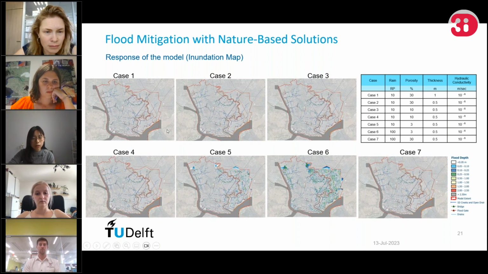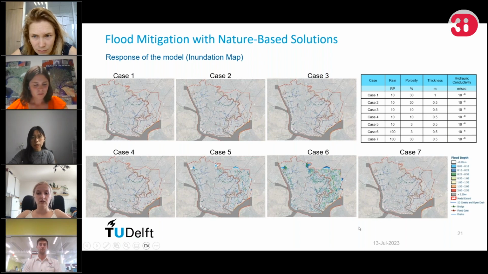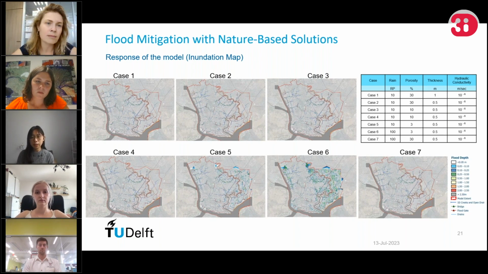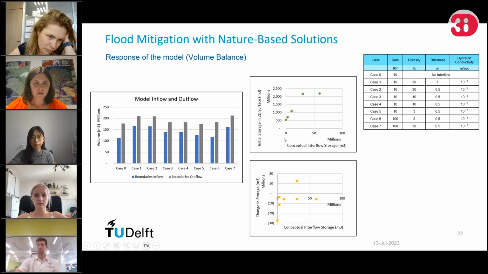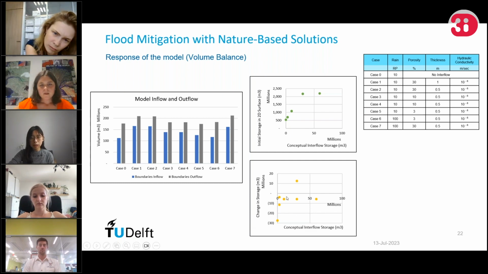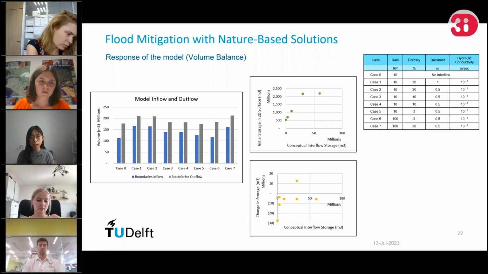For case 1, we don't see any flood, as I expected, but I can only see flood inundation area in case 5 and case 6, and not in the other cases. It means the interflow layer stores more water than I expected. If we look at the volume balance for each case, the model responds well in the initial storage in the 2D surface domain, but I don't see the relation between the interflow layer and the change in the storage.